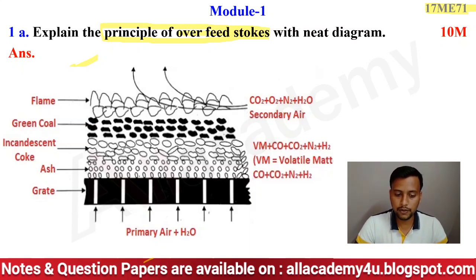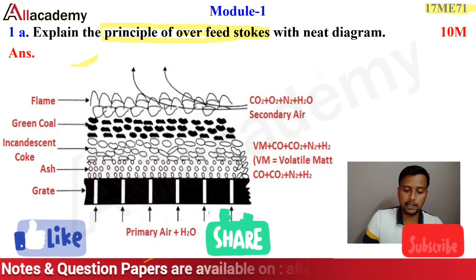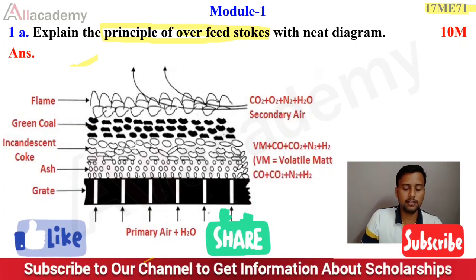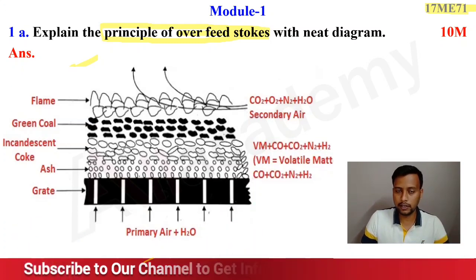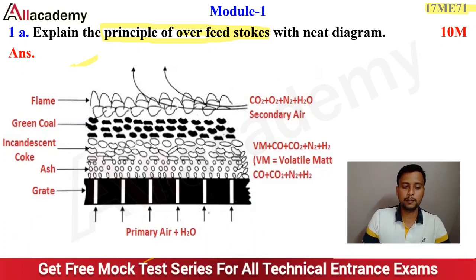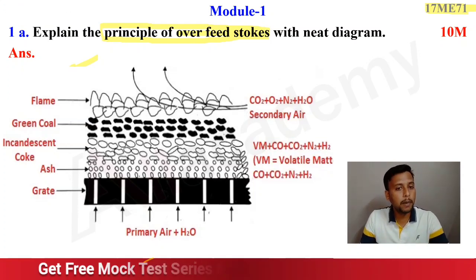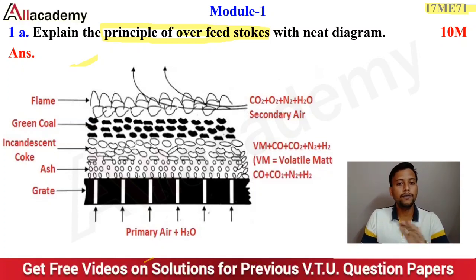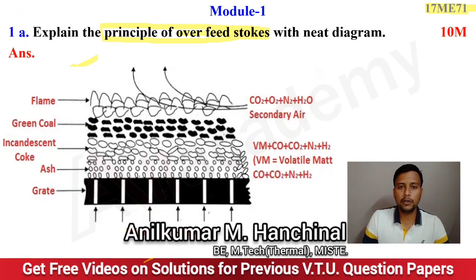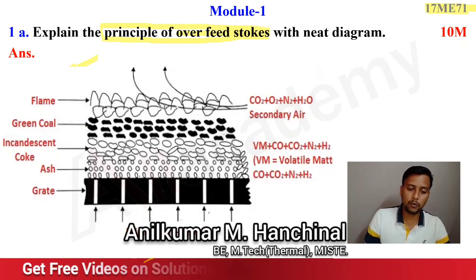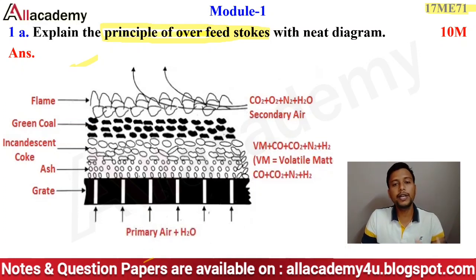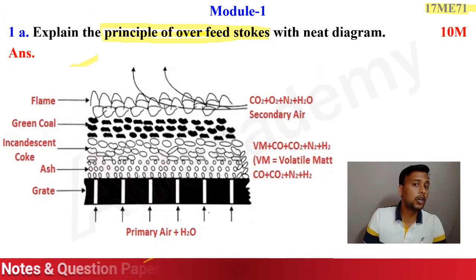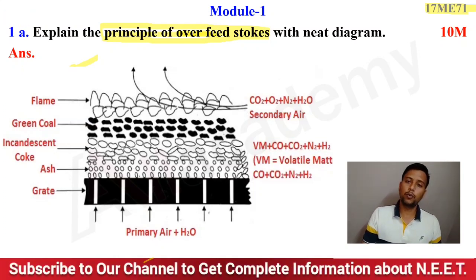The students who have drawn these figures with all these chemical reactions and different stages may expect full marks, or, based on your writing skills and explanation, good marks. But those who have written different methods of overfeed stokers have no chance of getting marks, because the question clearly asks for the principle of overfeed. So you need to explain the principle behind it, not the different methods of an overfeed stoker.